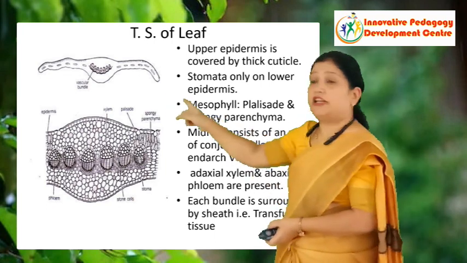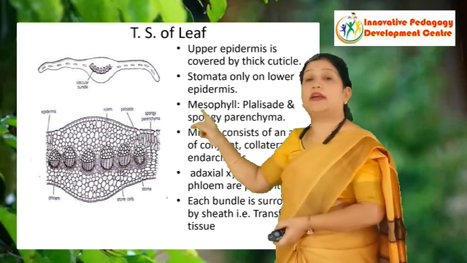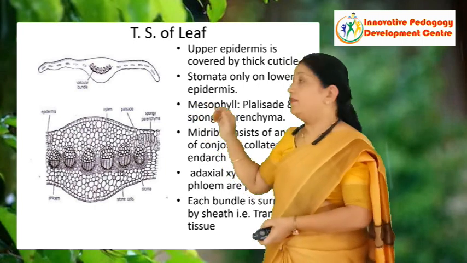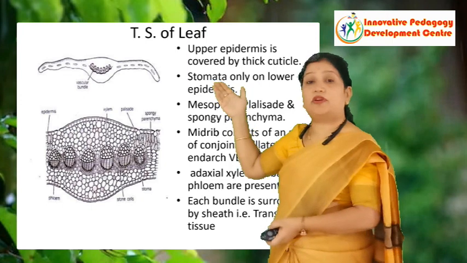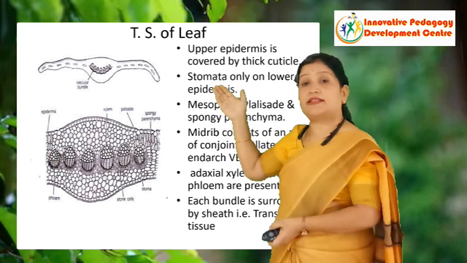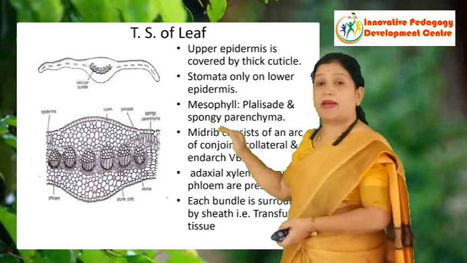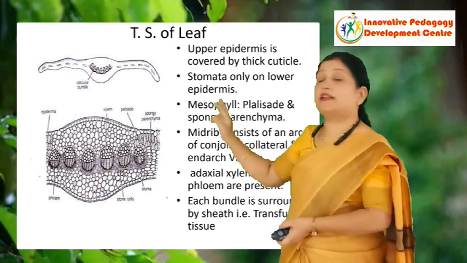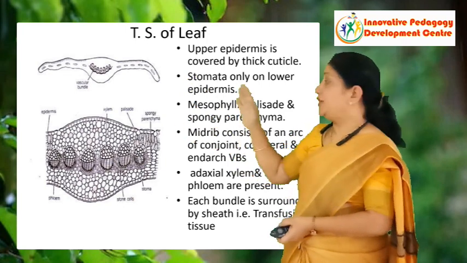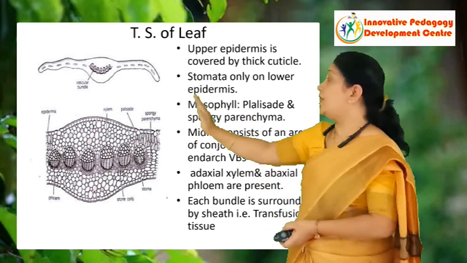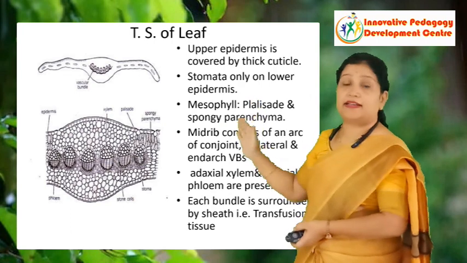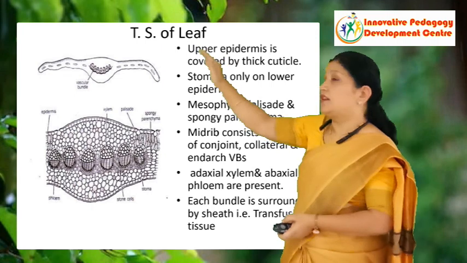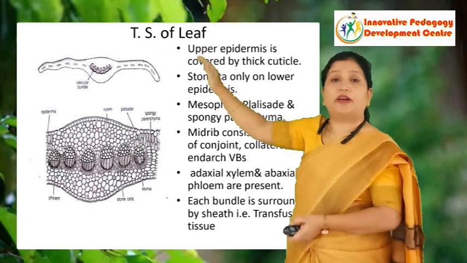In the midrib region, you can see the arc of vascular bundles, which are conjoined, collateral and endarch. They have the xylem towards the dorsal side, that means adaxial side, and the phloem towards the abaxial, that is ventral side. Each bundle is surrounded by a sheath, and the transfusion tissue is also intermixed with these bundles, and it is present in the petiole as well. So this was the transection of the leaf of Gnetum.